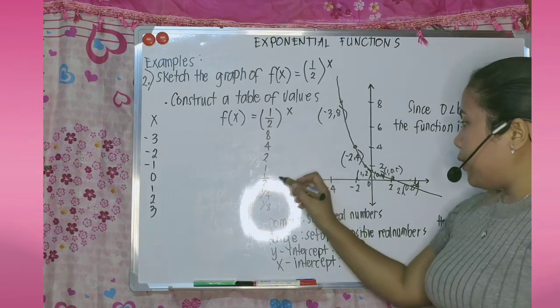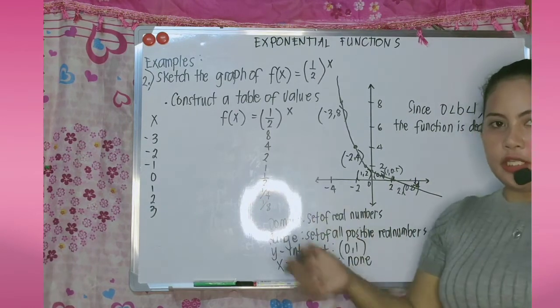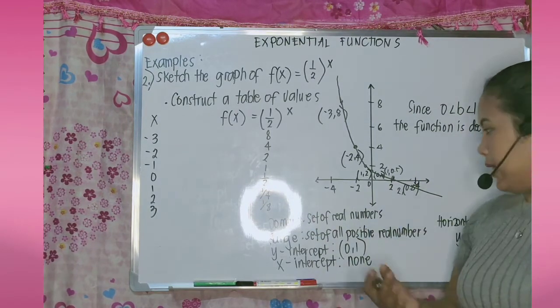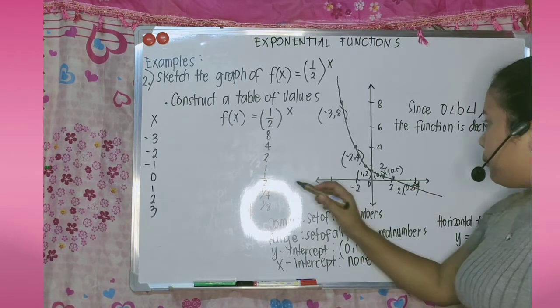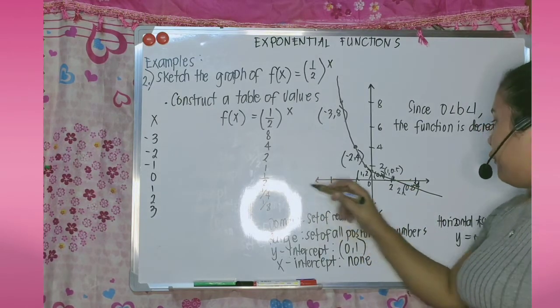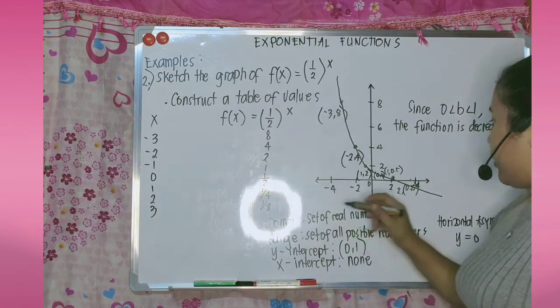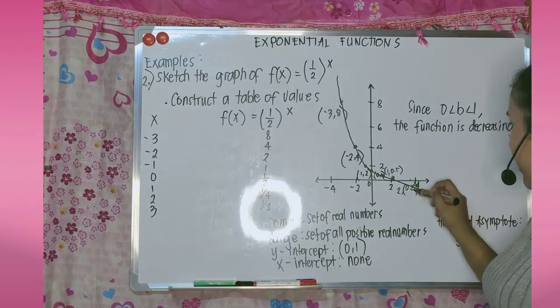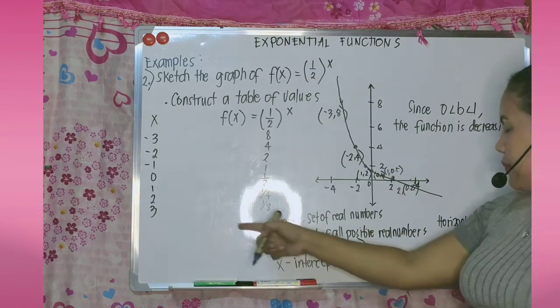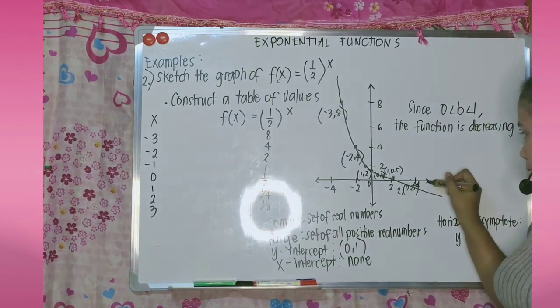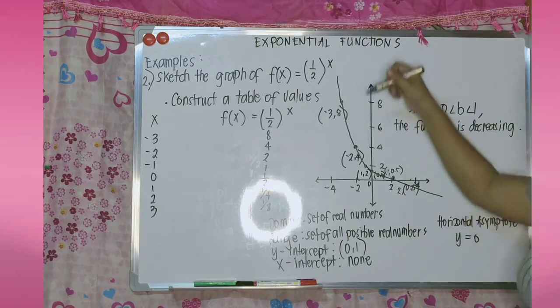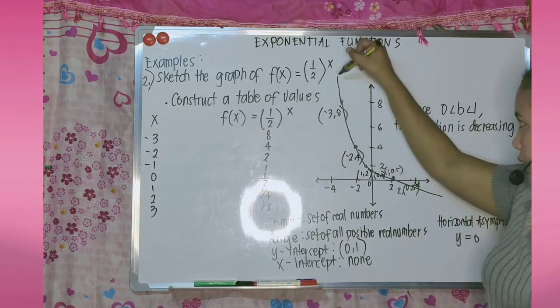Then, again, when it is a fraction, we just convert it into decimal. So, the decimal of 1 half is 0.5. Then, for 1/4, we have 0.25. Okay? So, there. I wasn't able to plot the 3 together, so it can be included here. Okay? So, after plotting the points, we just connect them.